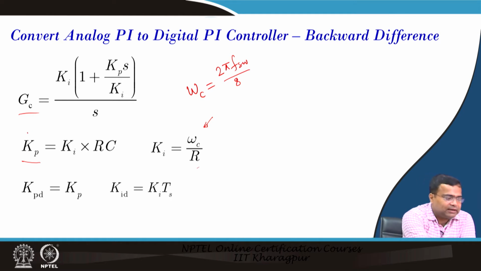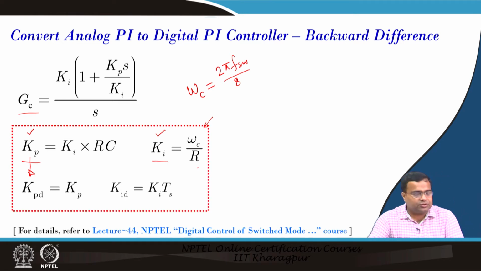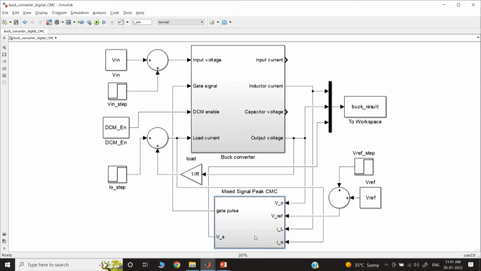Once we get the continuous time proportional and continuous time integral gain, then the digital PI Kp gain will remain the same, but the digital integral gain will be the analog integral gain multiplied by the sampling time. This we have discussed in lecture number 44 in this course. Now, we want to see some Matlab case studies.